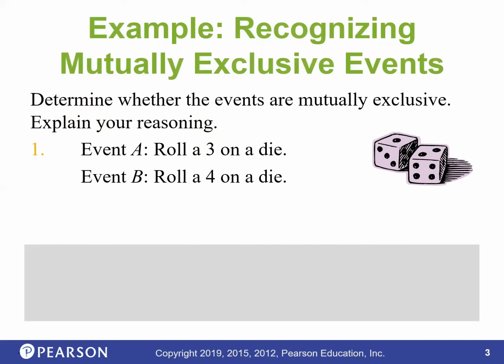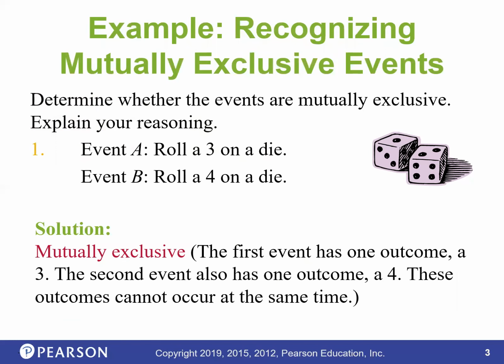All right, so let's do this here. Determine whether these events are mutually exclusive or not. Event A, you roll a 3 on a die. Event B, you roll a 4 on a die. Mutually exclusive events. Okay. Let's see. For the first event to occur, which is 3, these guys cannot occur at the same time, right? If you roll a die, you get a 3. There's no way you could be rolling the same die and get a 4. That does not make sense.